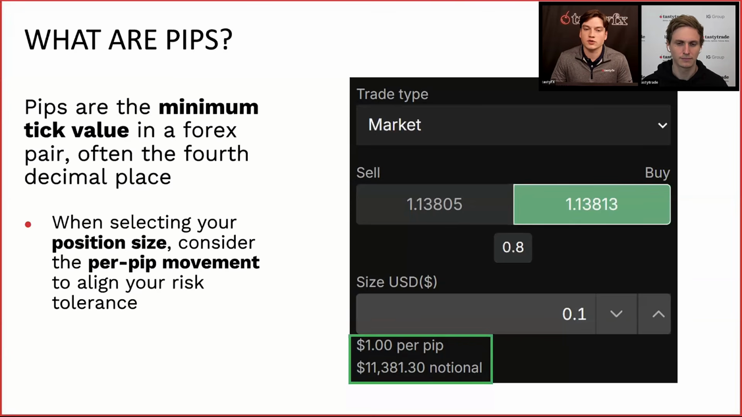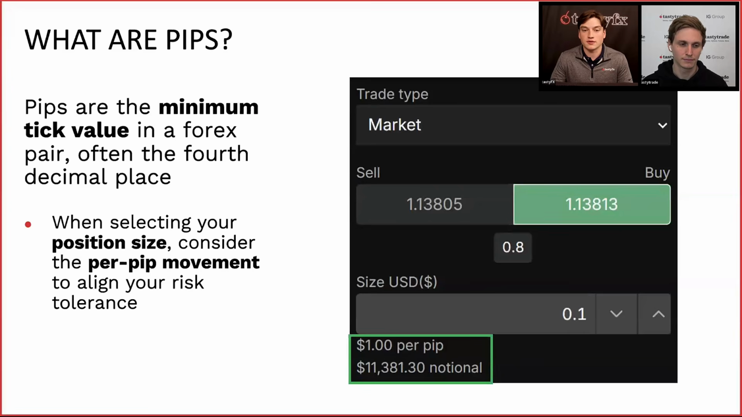We'll get to that later, but it's highlighted here. When you select your position size, you'll be able to see what that corresponds to as a per pip movement, just so you can get a better understanding of what your risk tolerance is and what you can actually expect from this position. Here we're looking at a mini lot, which would move $1 per pip. And to contextualize it across major pairs like the euro dollar that we're looking at here, recently we've seen a daily range of around 70 pips in a day.